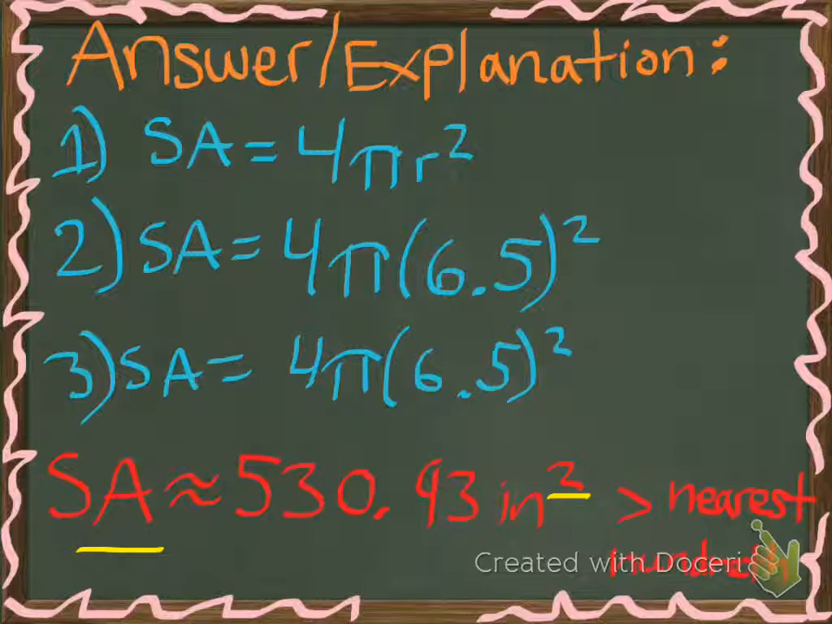So if you calculate it, the surface area is approximately 530.93 inches squared to the nearest hundredth. You have to remember that you have to square it because it's area, and then it's approximately 530.93 because it's rounded to the nearest hundredth. So that's how you find the surface area of a sphere.